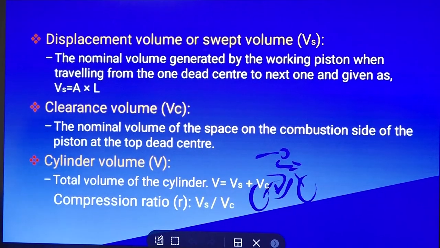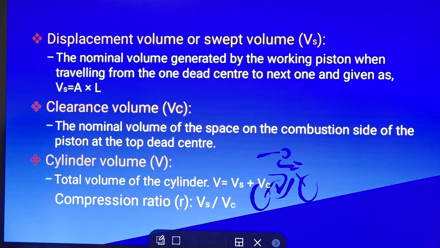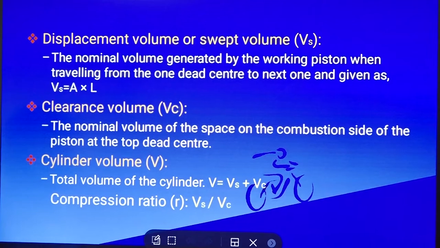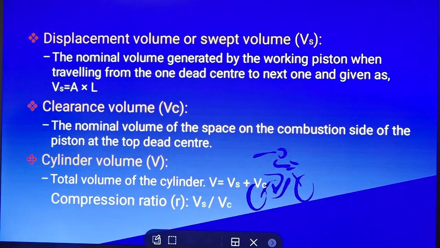Next is displacement volume, which I told you just now. When you multiply the area and length, you get the stroke volume, that is the distance travelled from TDC to BDC, or BDC to TDC. And clearance volume: some space is provided at the top, above the piston crown, in order to avoid damage to the piston crown. The air occupying that space is nothing but the clearance volume.